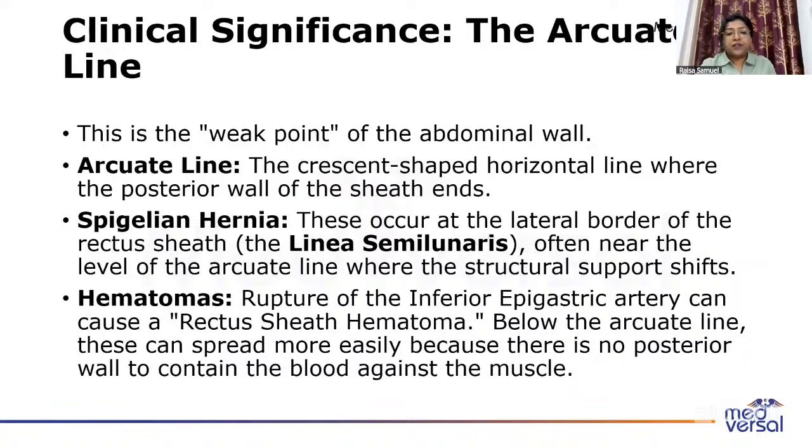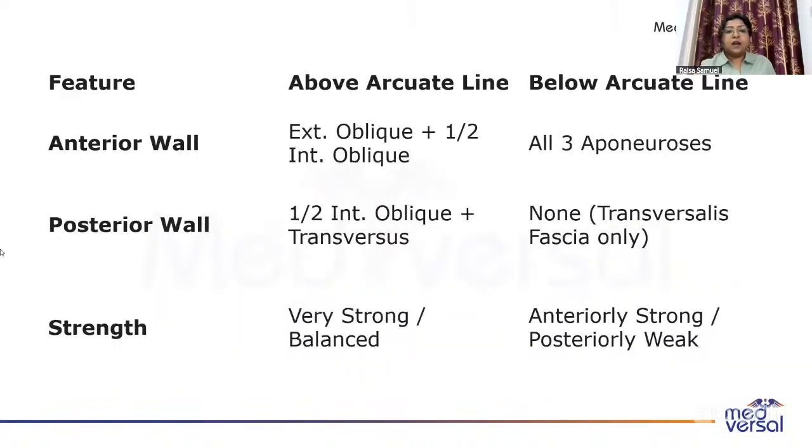Hematomas, again, after any surgery, if we don't do proper hemostasis, rupture of the inferior epigastric artery can cause a rectus sheath hematoma. This is usually below the arcuate line. These can spread more easily because there is no posterior wall to contain the blood against the muscle. So the arcuate line is very important, because below this point there is nothing, it's just the transversalis fascia. So the hematoma can spread. So this is above the arcuate line.